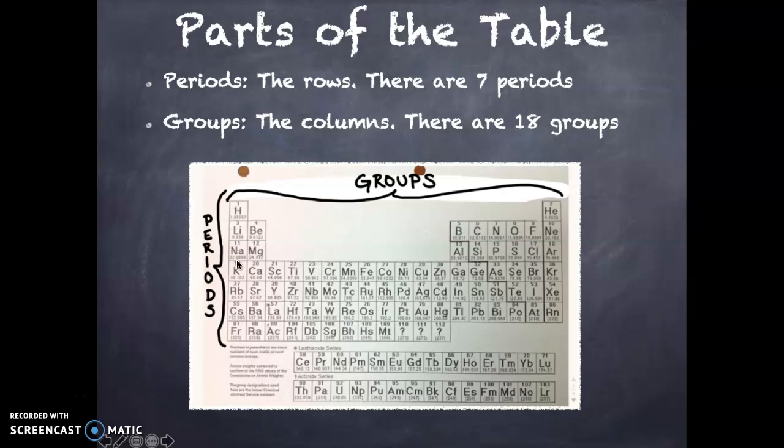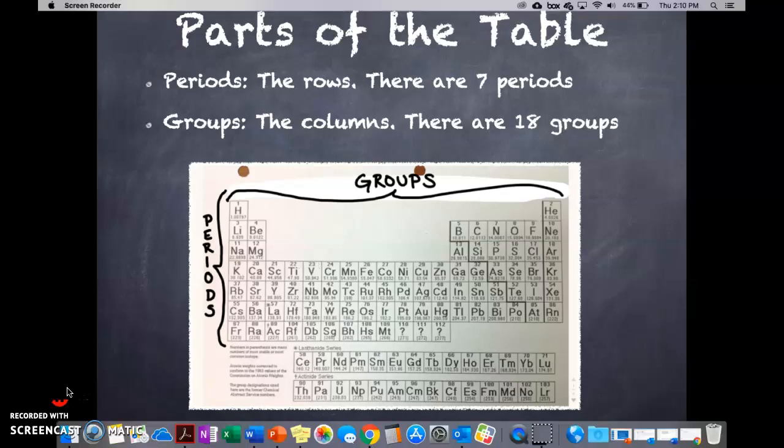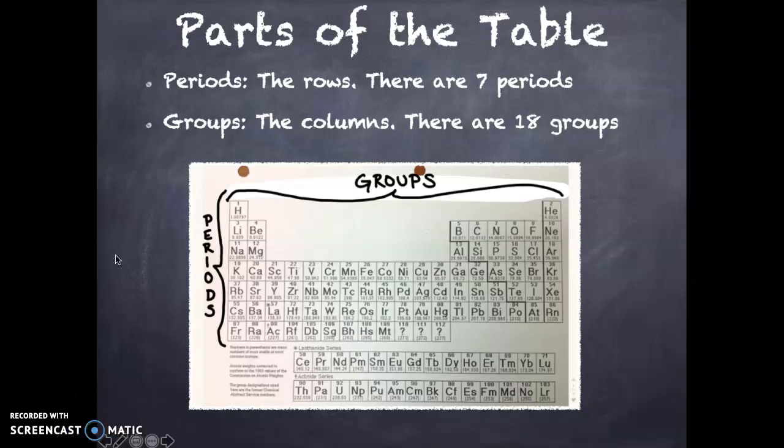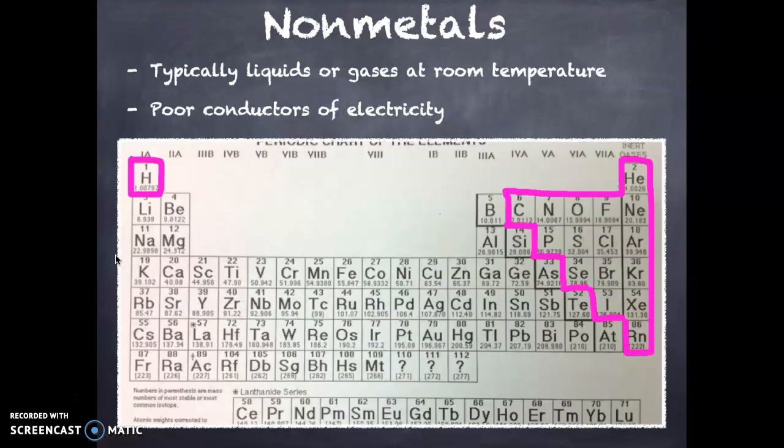And then there are 18 groups, and the groups again are the columns that we have. Okay, so those are the different parts of the table. Now, there are also 3 different types of elements that fit within the periodic table.